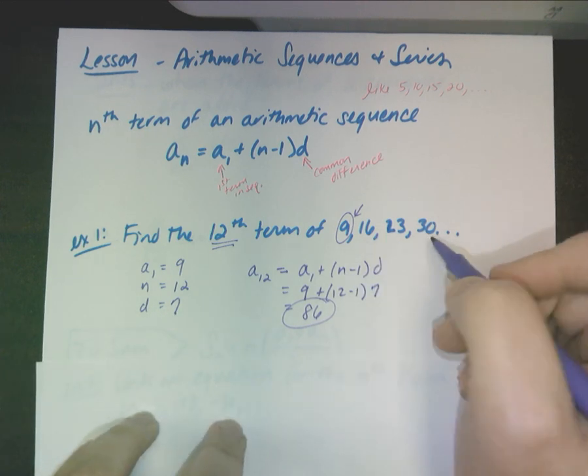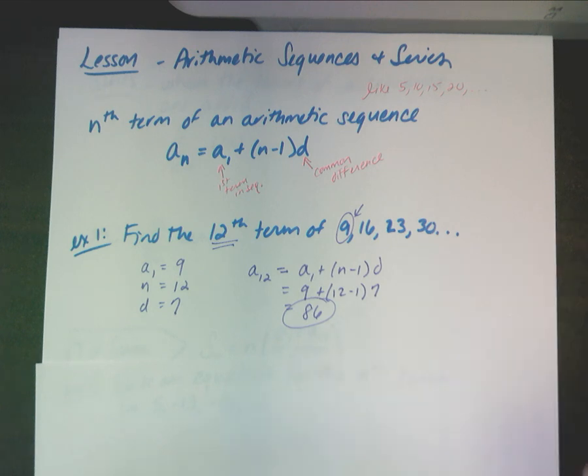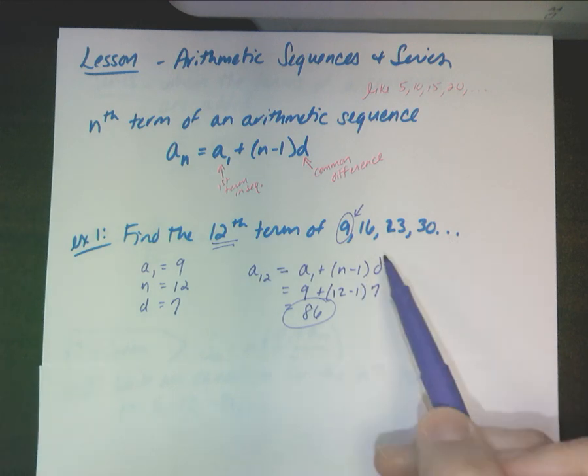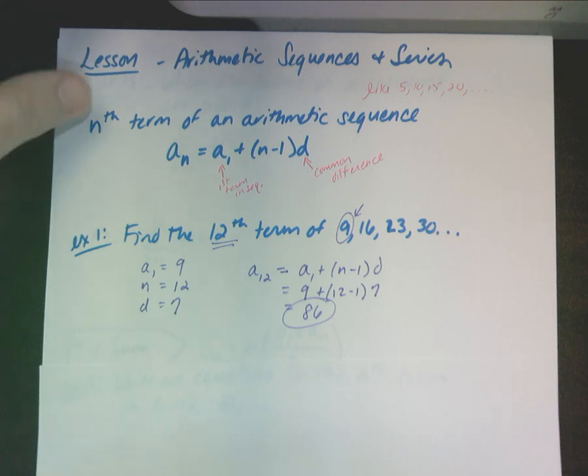Rather than writing it all out, oh, let me keep counting 7, oh, 37, oh, 42, 44, whatever. Don't do that, please. If I said find the 100th term, I don't want to see 100 things listed out. I just want you to be able to use this formula. So that's your first example.